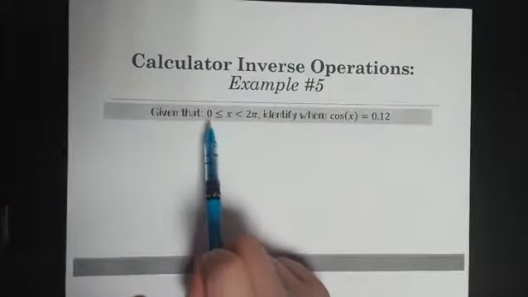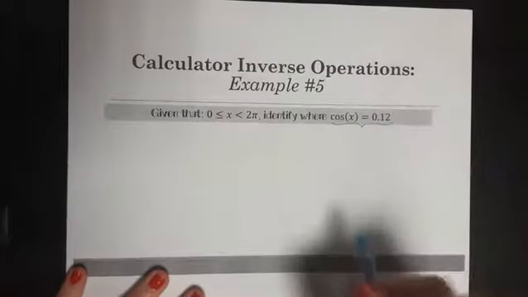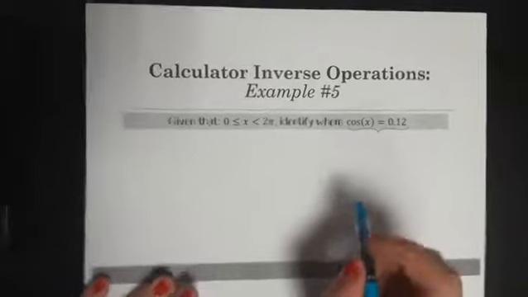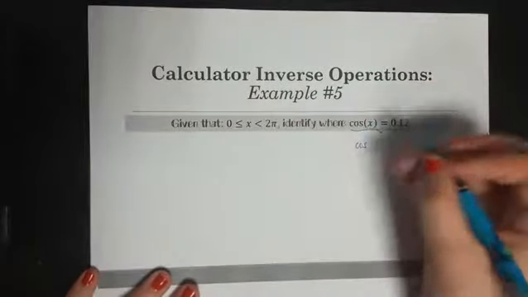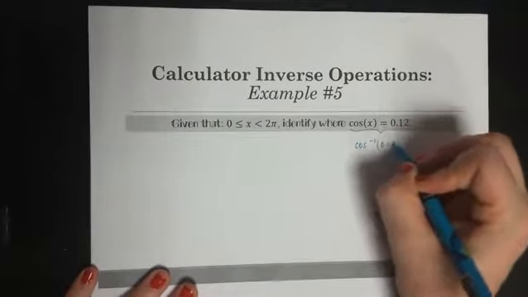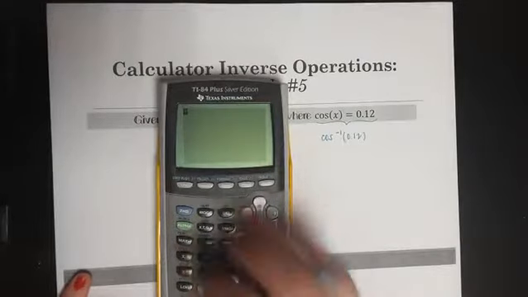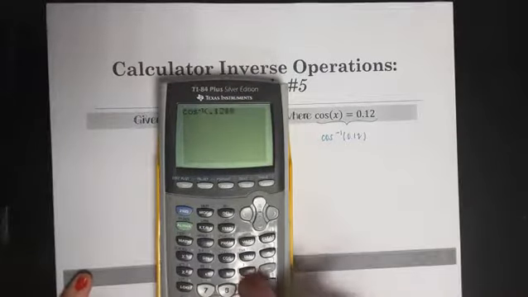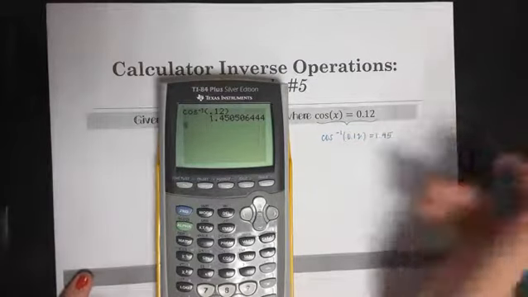Here, this says, given that x is in between 0 and 2 pi, identify where the cosine of x is equal to 0.12. So we know we're working in radians because we've got those pi values. Here, I'm going to take the inverse cosine of 0.12 to figure out my angle. I'm still working in radians. I get out a radian value of 1.45.